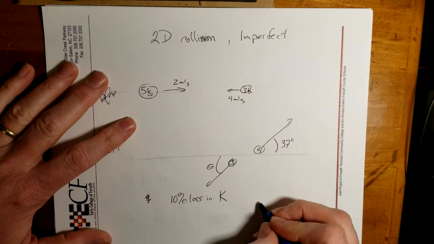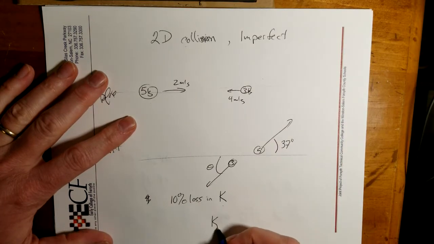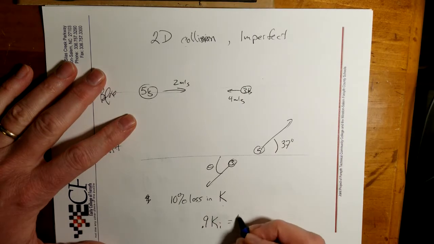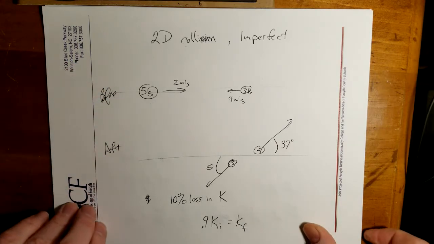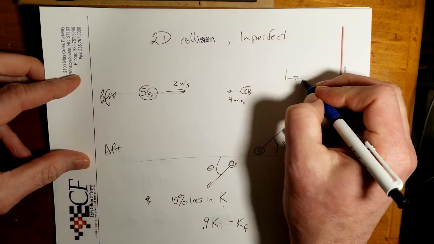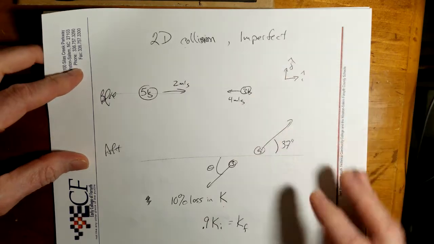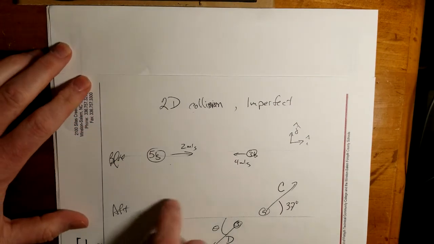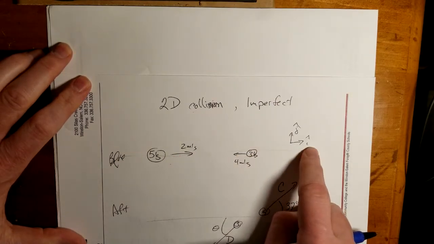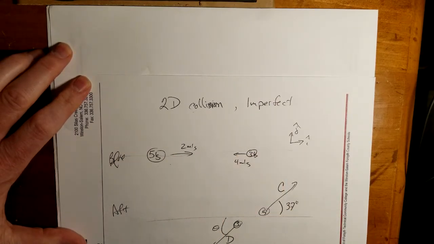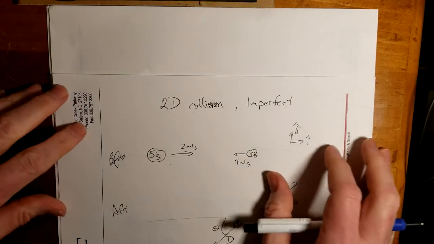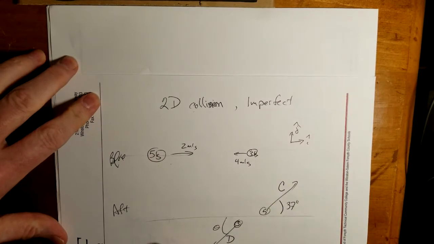So that means that my initial energy is bigger than my final energy. So 90% of my initial energy is equal to my final kinetic energy. Let's set up our coordinate system, i hat, j hat. So I have three equations here. I'm going to have momentum in the i direction, momentum in the j direction, and then I'll have my kinetic energy equation. So let's set up the three equations, and I'm not going to actually solve it. I'll leave that for your own pleasure.